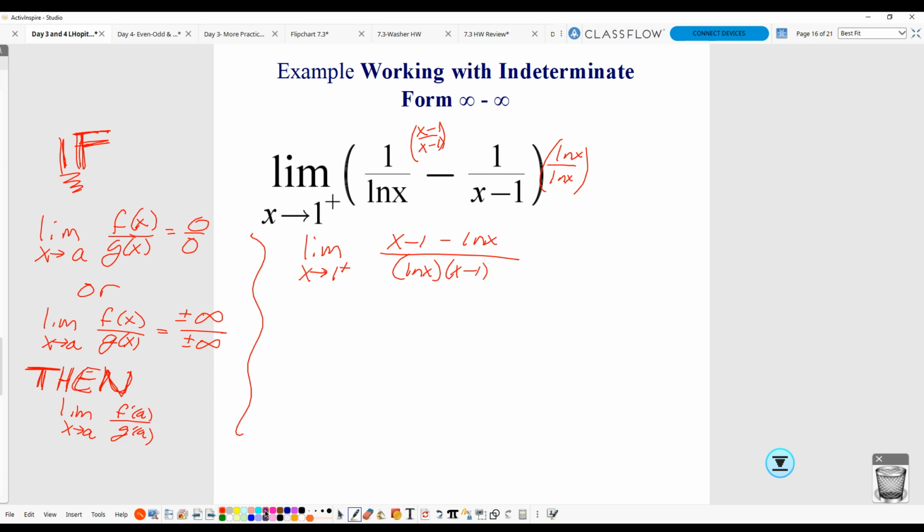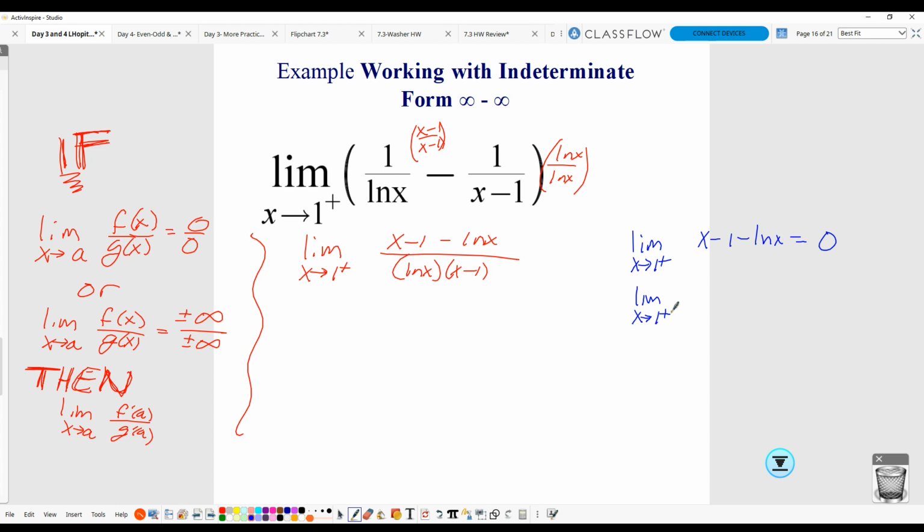And because the AP exam is a pain in the butt, yes, we need to go through and verify the numerator. Plugging in 1, 1 minus 1 is 0. What is natural log of 1? 0. So 1 minus 1 is 0, minus natural log of 1 is 0. Okay, that is 0.